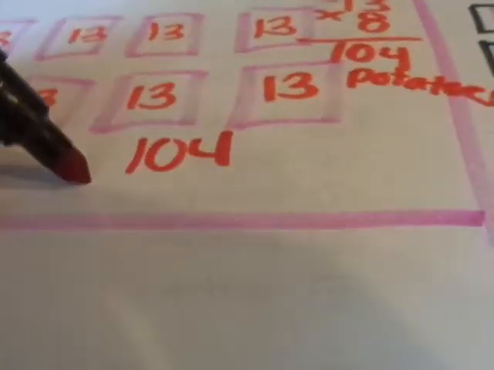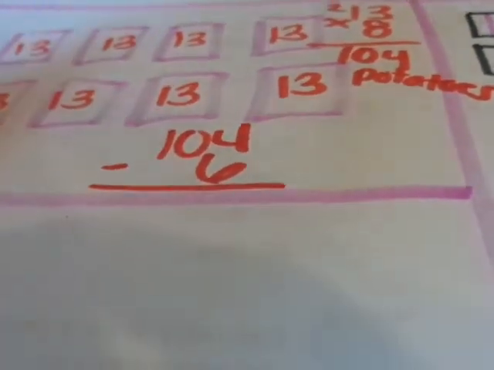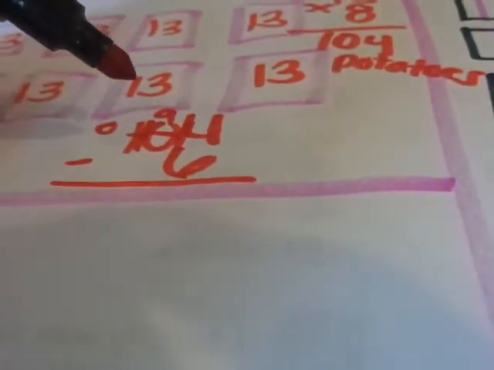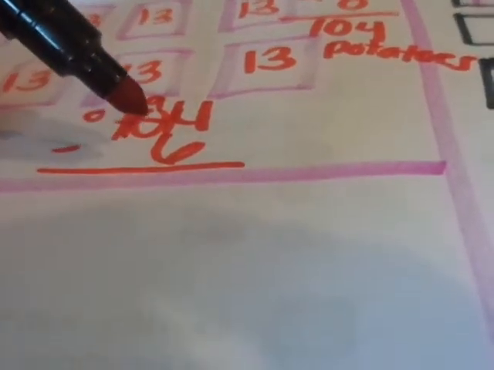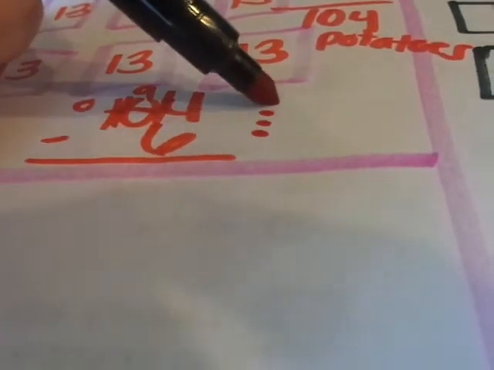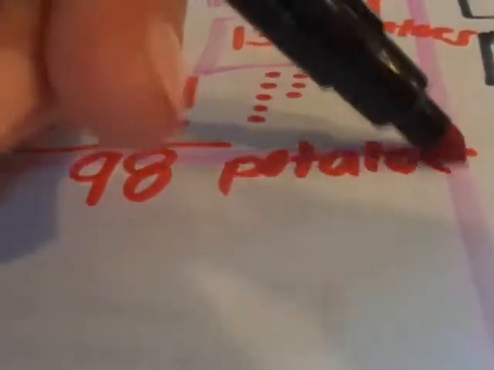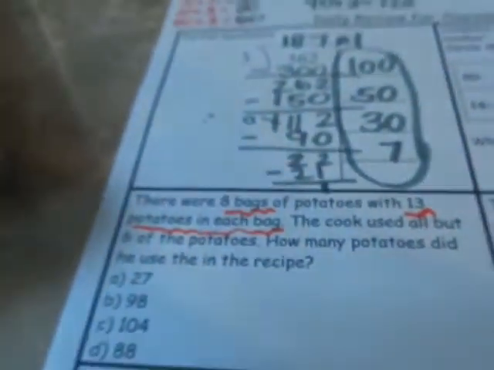And the word problem says the cook used all but 6. So I'm going to take that number and subtract 6 from it, because that's how I have to find my difference. So 4 minus 6, I got to do some borrowing here. And when I borrow, I get 14 minus 6. So I can count up, right? 6, 7, 8, 9, 10, 11, 12, 13, 14. And that is 8. 9 minus 0 is 9. So the cook used 98 potatoes for the recipe. Best answer, B.